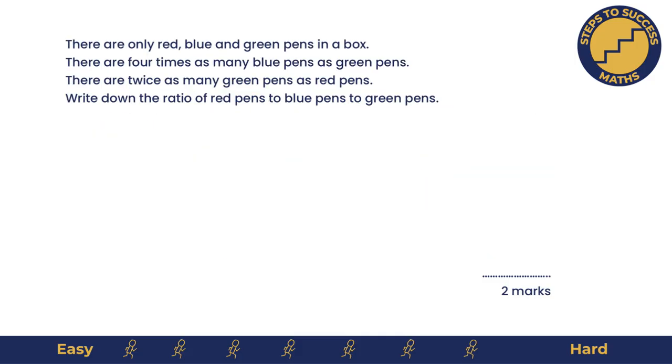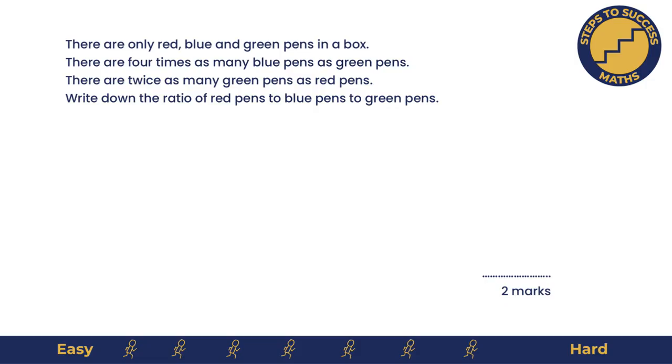There are only red, blue and green pens in a box. There are 4 times as many blue pens as green pens. There are twice as many green pens as red pens. Write down the ratio of red pens to blue pens to green pens. So again, a lot of information to pick out.